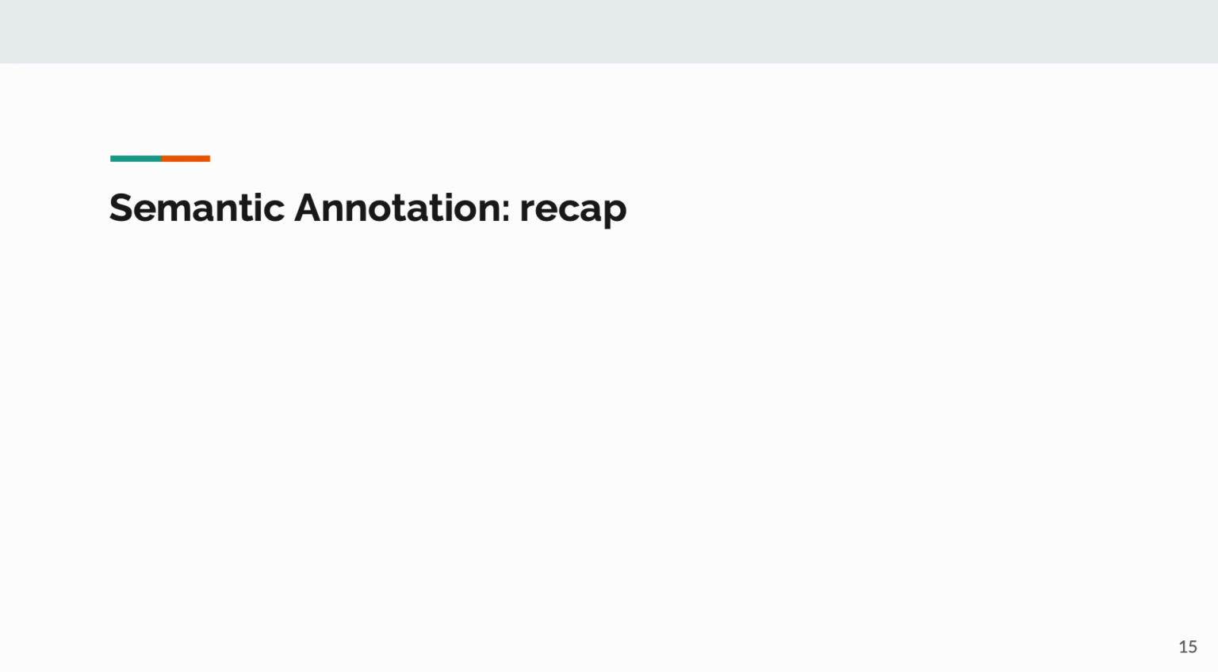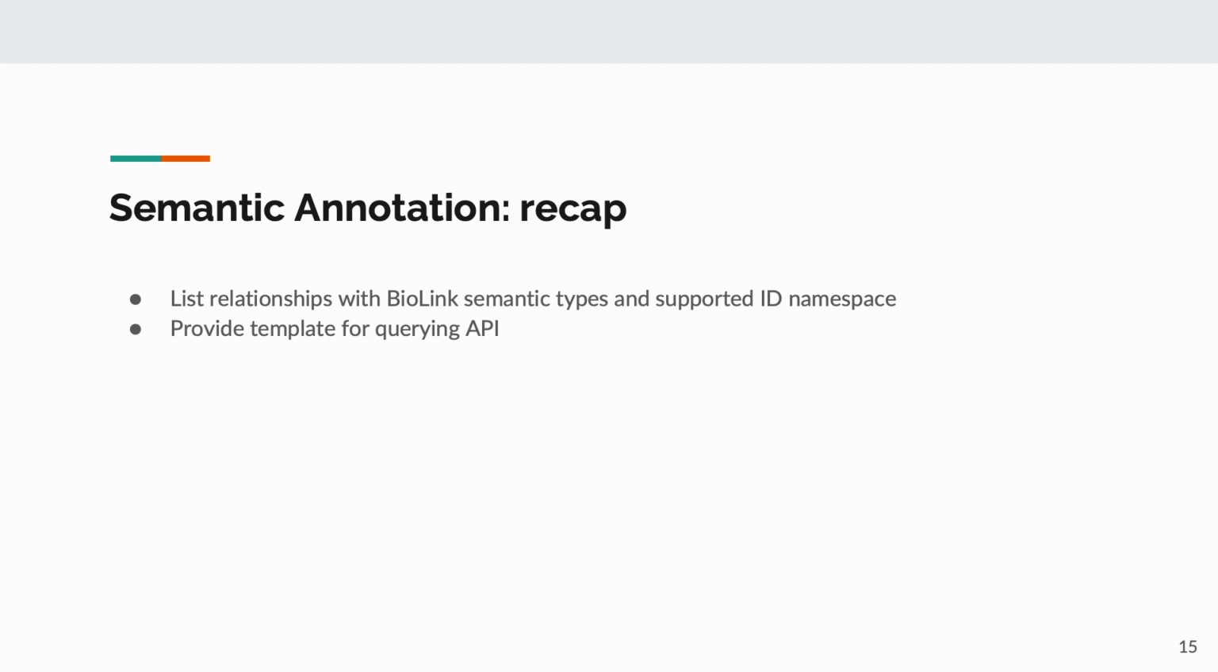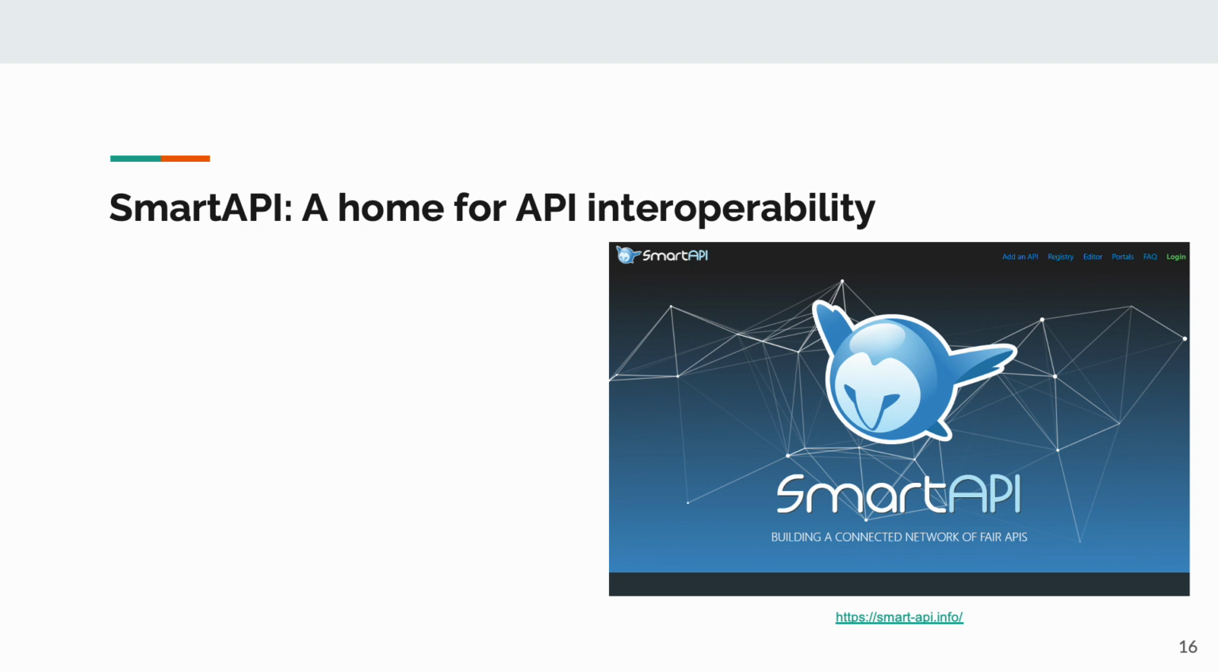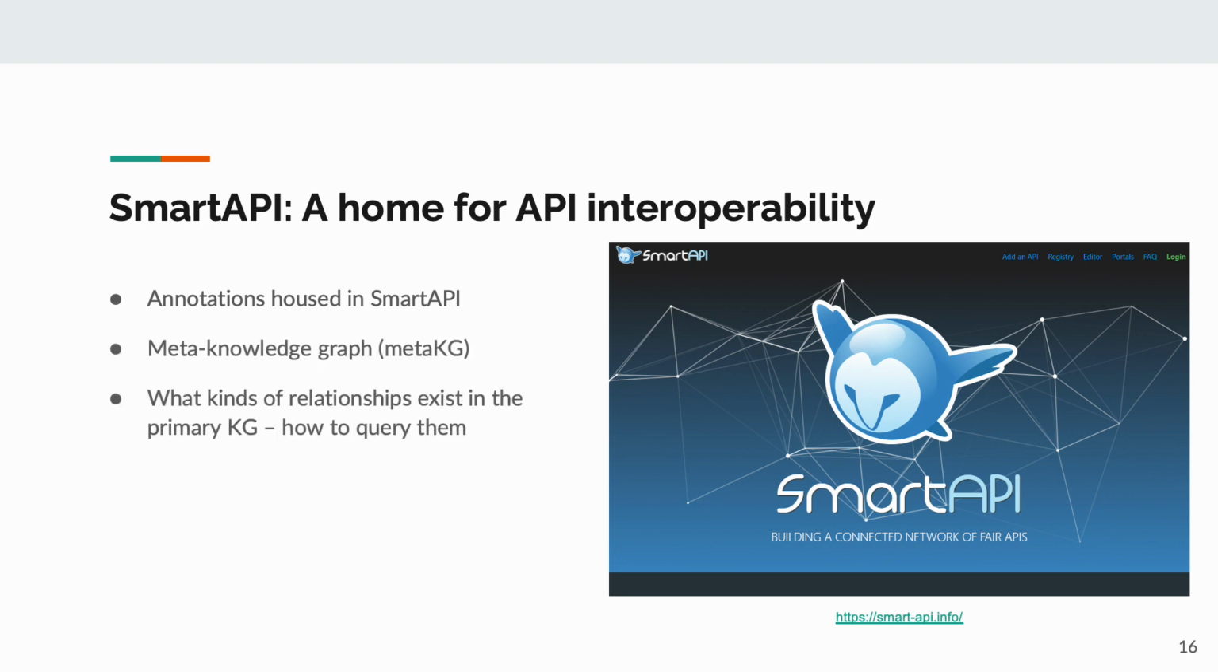So, to recap, a semantic annotation provides three main things: relationships that the API supports, mapped to the BioLink model with specific ID namespaces, one or more templates that can be used to query these relationships on appropriate endpoints, and a list of targets to parse from the response. These annotations live in our Smart API registry, where they can be referenced by instances of BTE. This registry essentially represents a meta-knowledge graph, or a knowledge graph describing what kind of information is available in the actual knowledge graph of biomedical data.